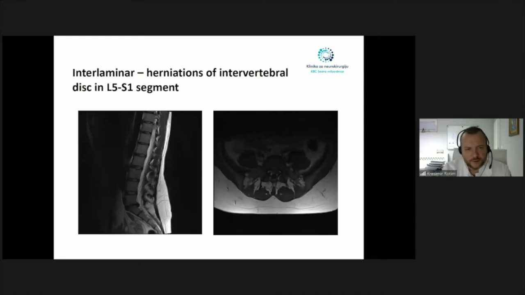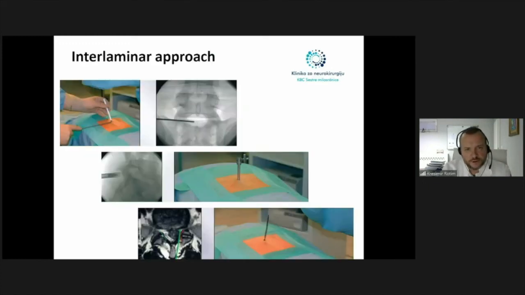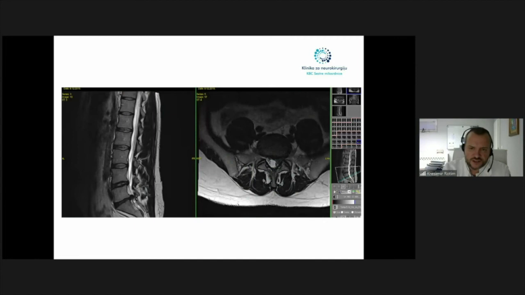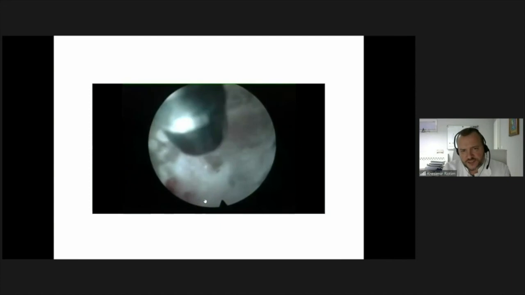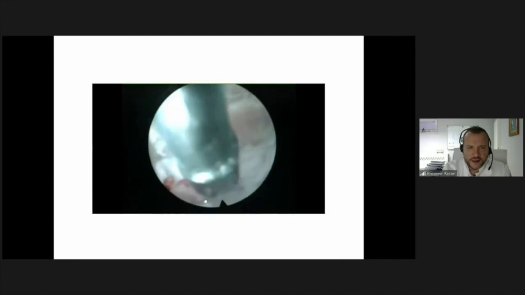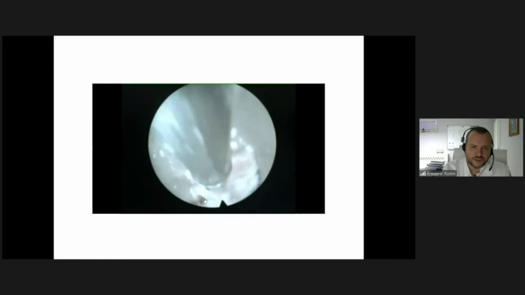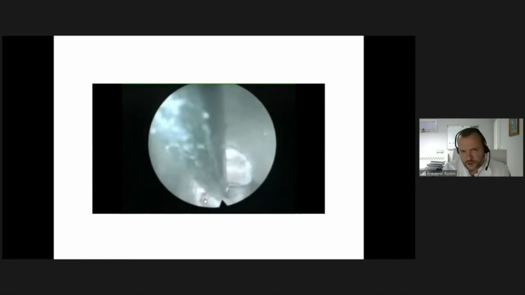For the interlaminar approach, we always use it on the L5-S1 segment because of the anatomy. As you well know, we cannot approach this segment from the lateral side because of the iliac crest. So the interlaminar approach is done like you can see on the pictures for such disc extrusions with sequestration, with fragmentation. And this is the short video showing the procedure, an intraprocedural video, approaching the spinal canal through the endoscopic working channel.